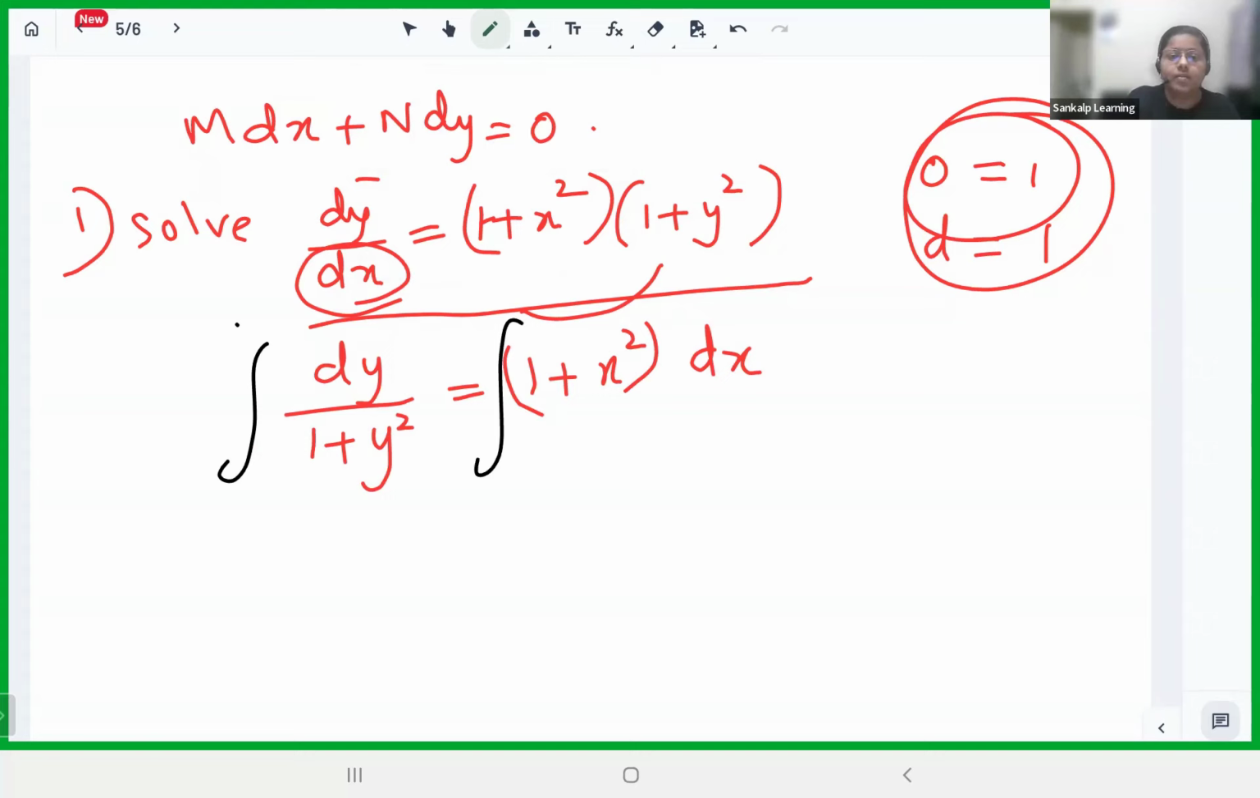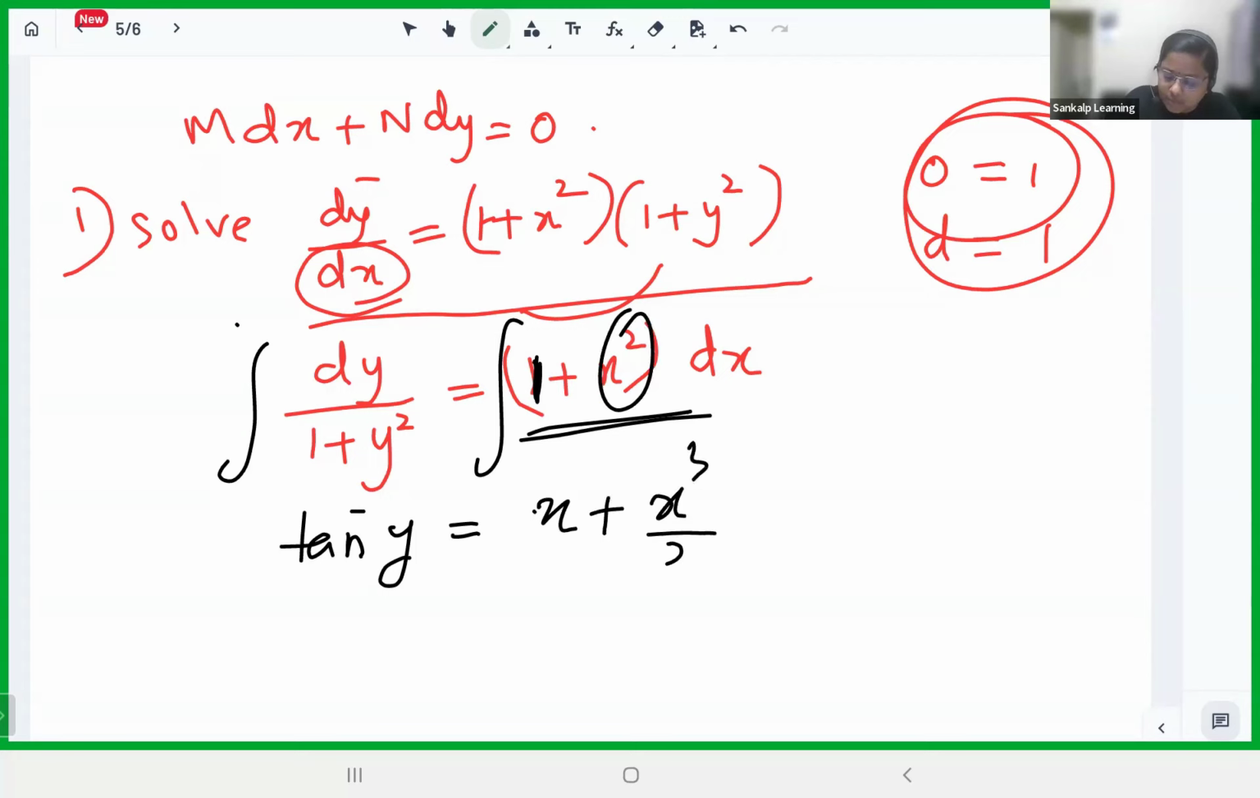Integrate both the sides. What is the integral of dy by 1 plus y square? Tan inverse y. Right? We have studied it in the integrals. Tan inverse y is equal to, what is the integral of this one? Integral of 1 is x, plus integral of x square is x cube by 3, plus c. Tan inverse y equal to x plus x cube by 3 plus c. Okay, so that is the solution.